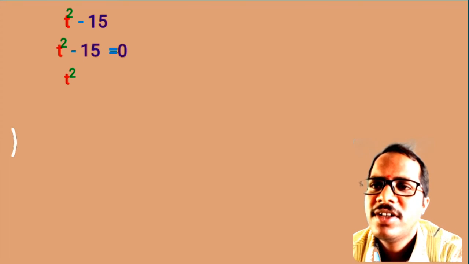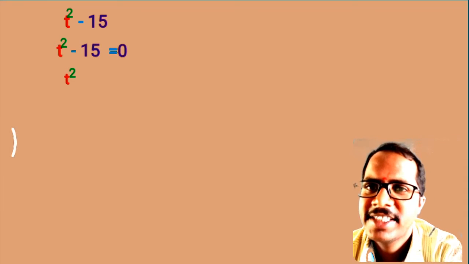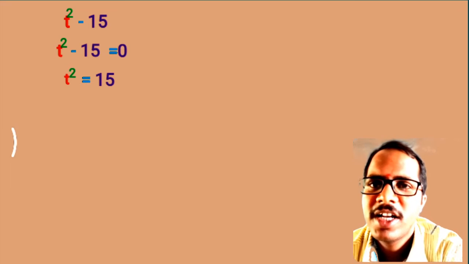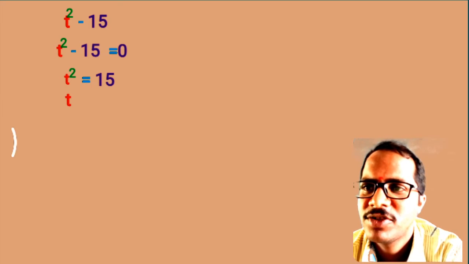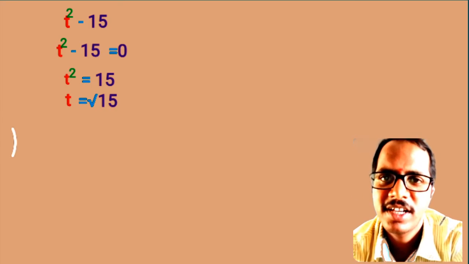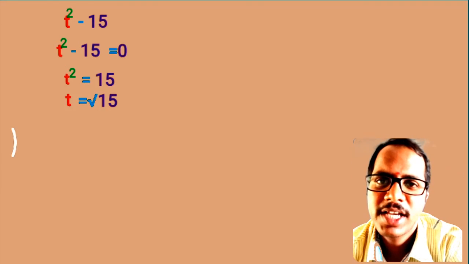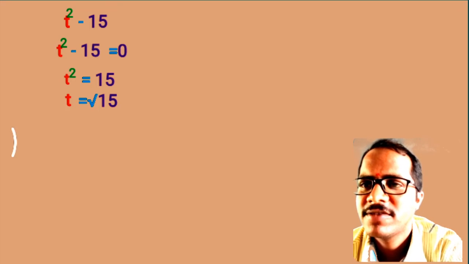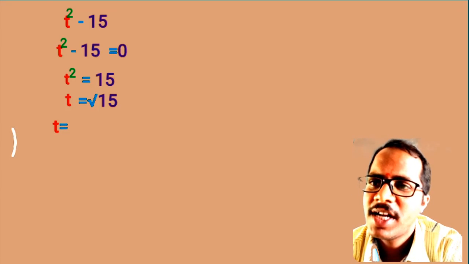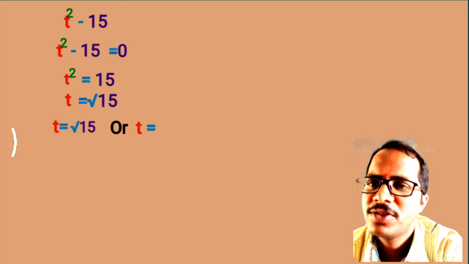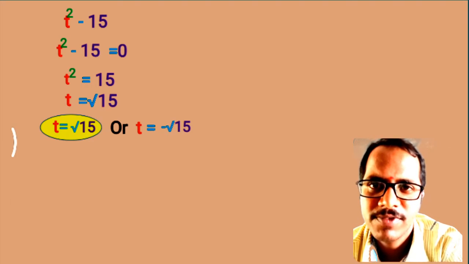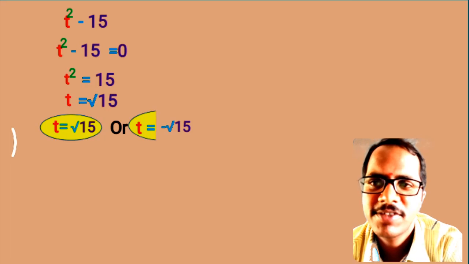Now we can transpose minus 15 to the right hand side. So by transposing minus 15 to the right hand side, we get t square equals 15. Now let us transpose the square to the right hand side. So we get t equals square root 15. You know that the square root of any number will be taken as positive and negative. So here we can take one value of t as positive and another value as negative. So here we get the zeros of the given quadratic polynomial as one is positive root 15, and the second one is negative root 15.